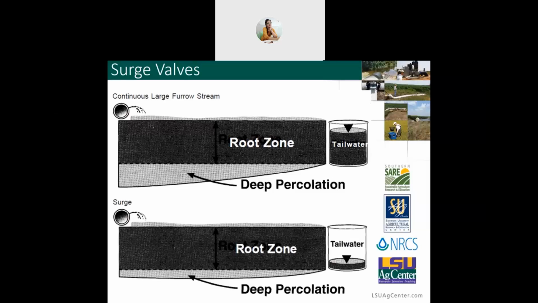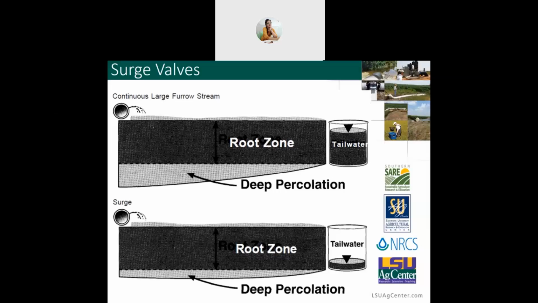With surge irrigation, you're still going to have some deep percolation. There's no way to really get rid of that with the length of our rows, typically. But by surging it and allowing water to infiltrate before you apply another amount of water, it will allow for more even infiltration along the length of the field, as well as have less tailwater at the end of the day. But it's going to take a bit more management to use a surge valve.